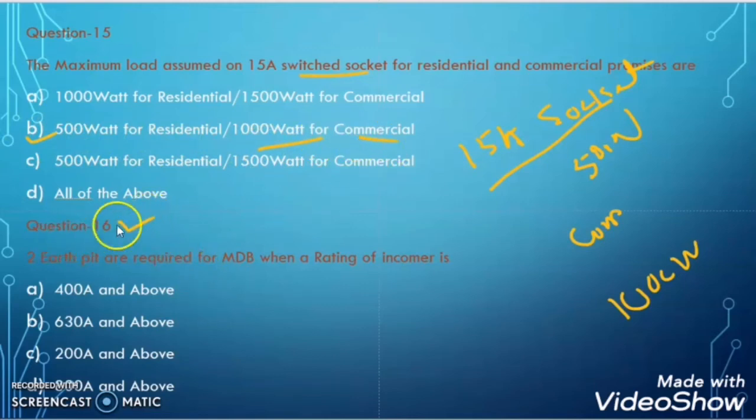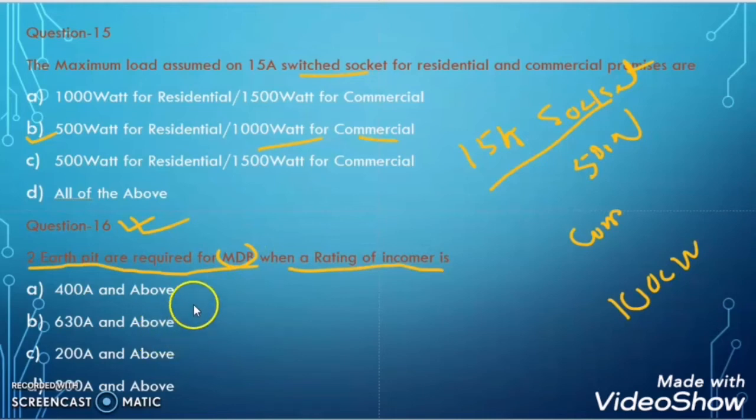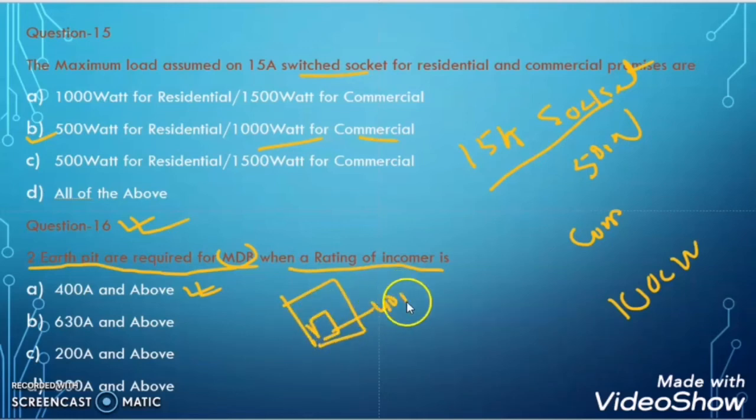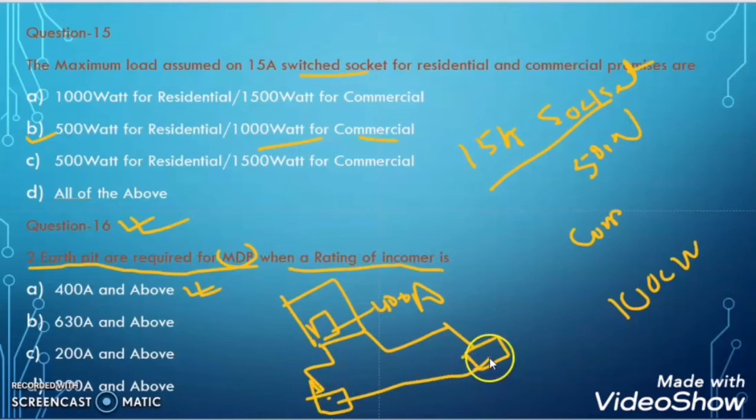Now let's move to our next question, question number 16. Two earth pits are required for MDB when the rating of the incomer is? The question is, at which rating of the MDB are two earth pits required? The correct answer is 400 ampere. When the MDB has an incomer of 400 ampere and above, then two separate earth pits are required for that panel, and the distance between the two earth pits should be minimum 6 meter.